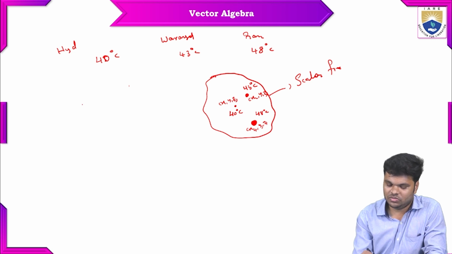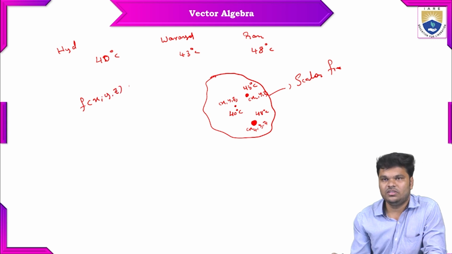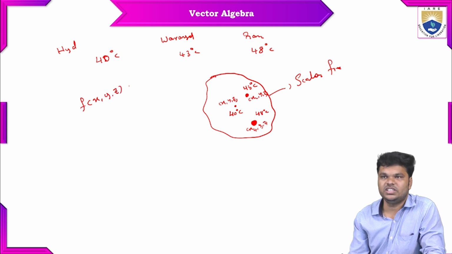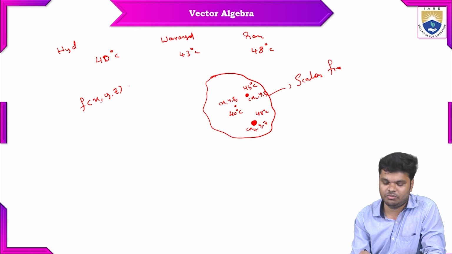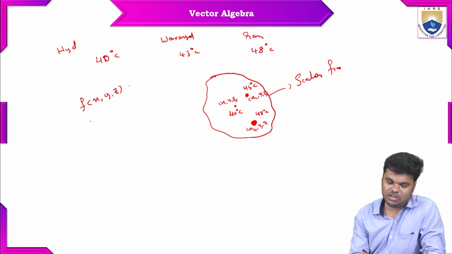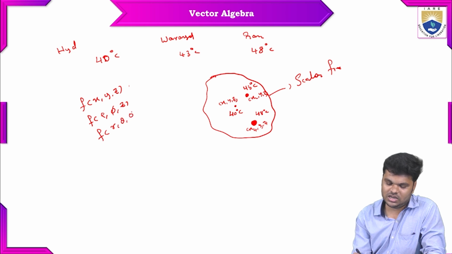As I told you, a field is a function which is represented with the coordinates x, y, and z. If the chosen coordinate system is Cartesian, then the coordinates are x, y, and z. If it is cylindrical, then the coordinates will be rho, phi, z. If it is spherical, then the coordinates are r, theta, and psi.